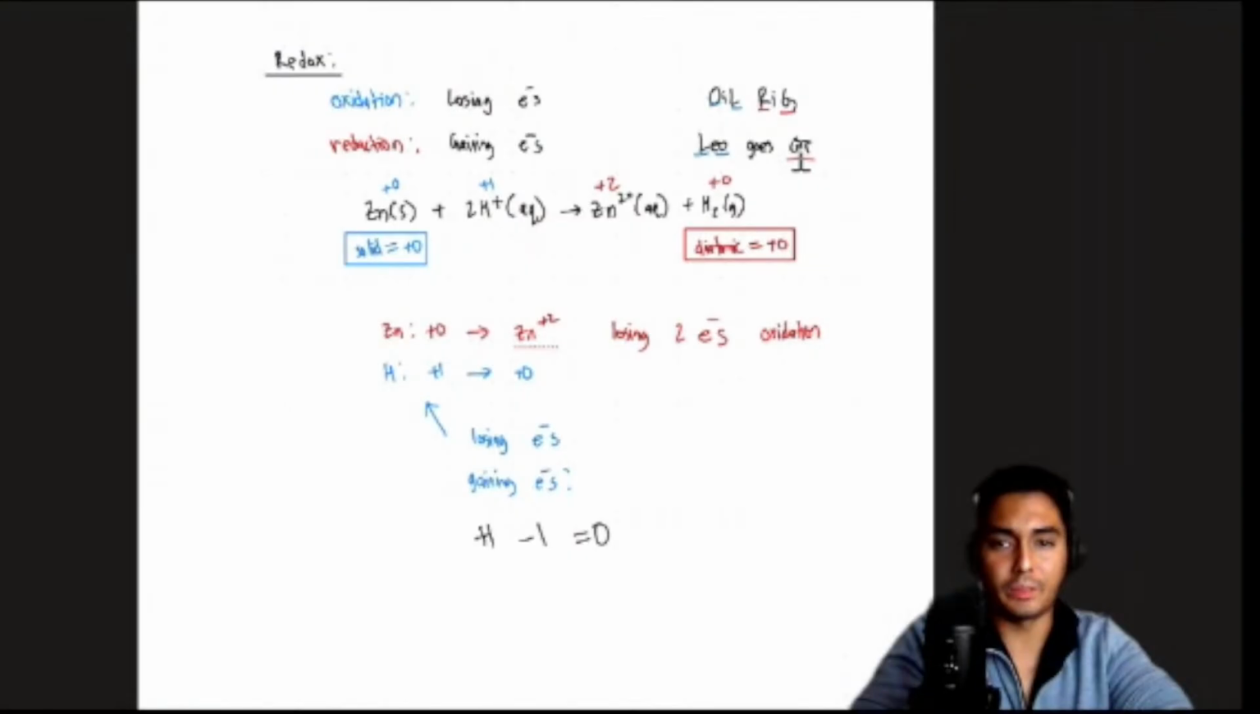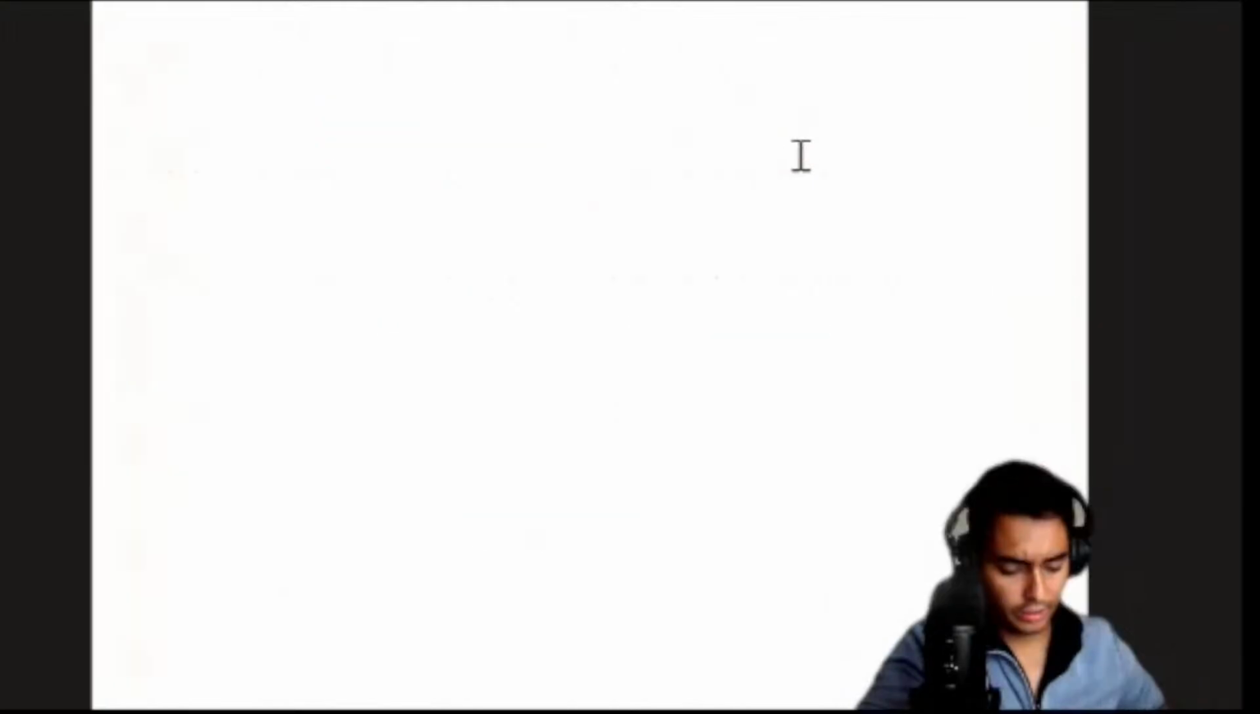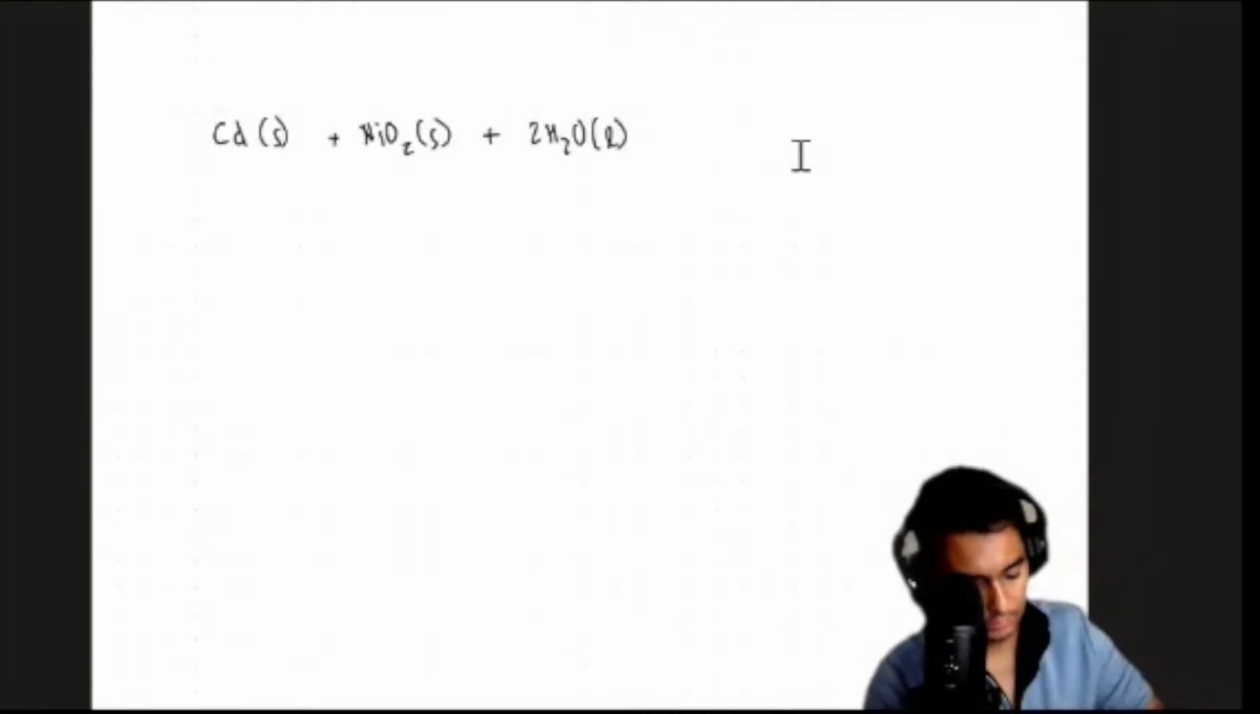I'm going to go ahead and do another example here just to bring it home so that everyone understands, because that's going to be one of the first things that you might see when you take this class. So let's suppose that we have this compound: cadmium solid plus NiO2 solid plus 2H2O liquid. So now we're going to have 3 reactants. And this is going to be cadmium hydroxide solid plus Ni(OH)2.